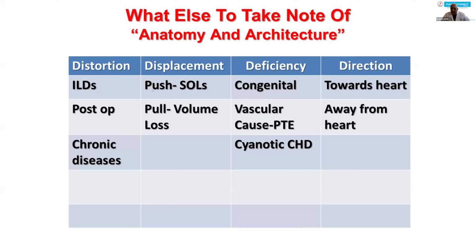Whenever there is displacement, there can be a push because of SOLs and a pull because of volume loss. And whenever there is a deficiency, it could be a congenital absence of a part of the lung. It could be a vascular cause like a pulmonary thromboembolism, or it could be a cyanotic congenital heart disease. Coming to the direction, all blood vessels should go towards the heart or away from the heart. But if they go in a different direction, not towards or away from the heart, but towards, say, the diaphragm or the apex of the lungs, then they are abnormally directed.